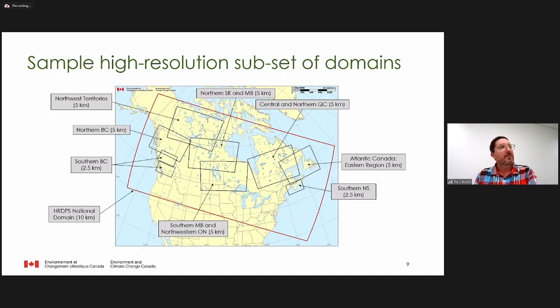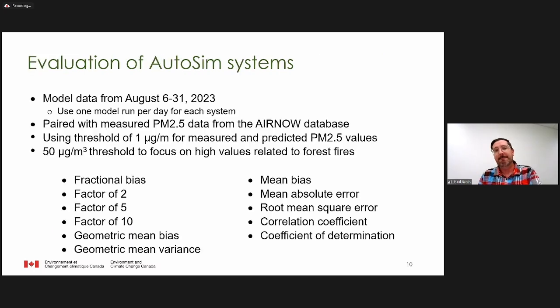So this image showcases a sample of AutoSIM's high-resolution output domains within Canada, with output resolutions between 2.5 and 10 kilometers. For our evaluation, we are using an AutoSIM output domain, which is roughly the same geographic area as the HRDPS native grid, but at a 10-kilometer resolution rather than 2.5 kilometers, which is the resolution of the HRDPS over this domain. So to evaluate the performance of these three systems, we used output from August 6th to 31st, 2023, using one run per system per day.